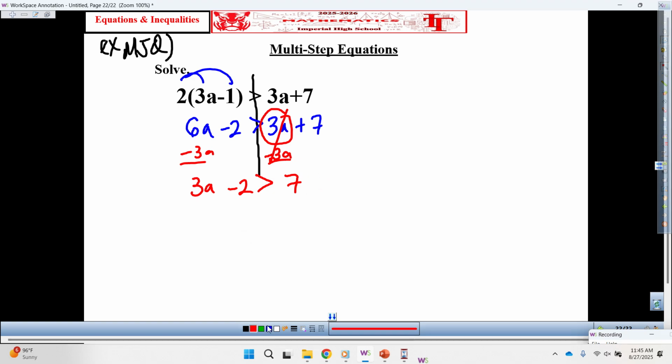All right, continue from there. What do I do next? Martin. To leave 3a by itself, what do we do? Add 2 to both sides. We have 3a greater than 9. Last step. Divide by 3 both sides, so a is greater than 3.